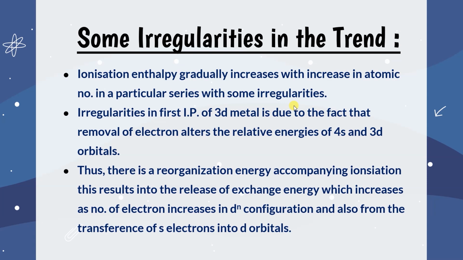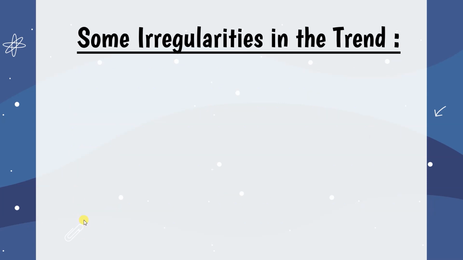This results in the release of exchange energy, which increases as the number of electrons increases in the d-n configuration, and also from the transference of s electron into d orbital. That is an experimental fact. You have to learn it as it is if it is asked why there are irregularities in the IP trend for the transition elements. So you can say these 2 points. Got it? That is the experimental fact, and you have to learn it as it is.